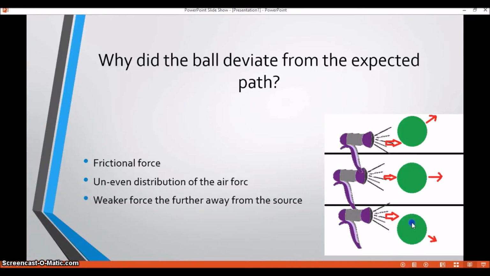Looking at the diagram on the right, the ball first comes in contact with the air force, and then it pushes the ball through the top, which pushes the ball towards the bottom right. That slows the ball down, but at the same time, it's pushing the ball to the right. Then the ball is parallel with the air force, so that's when the ball is actually traveling to the right. And then finally, the ball is being pushed from the bottom right corner, which pushes it up and right. So this uneven distribution of force skews the ball's path a little bit, and these are all the possible reasons why the ball did not go through the expected path.